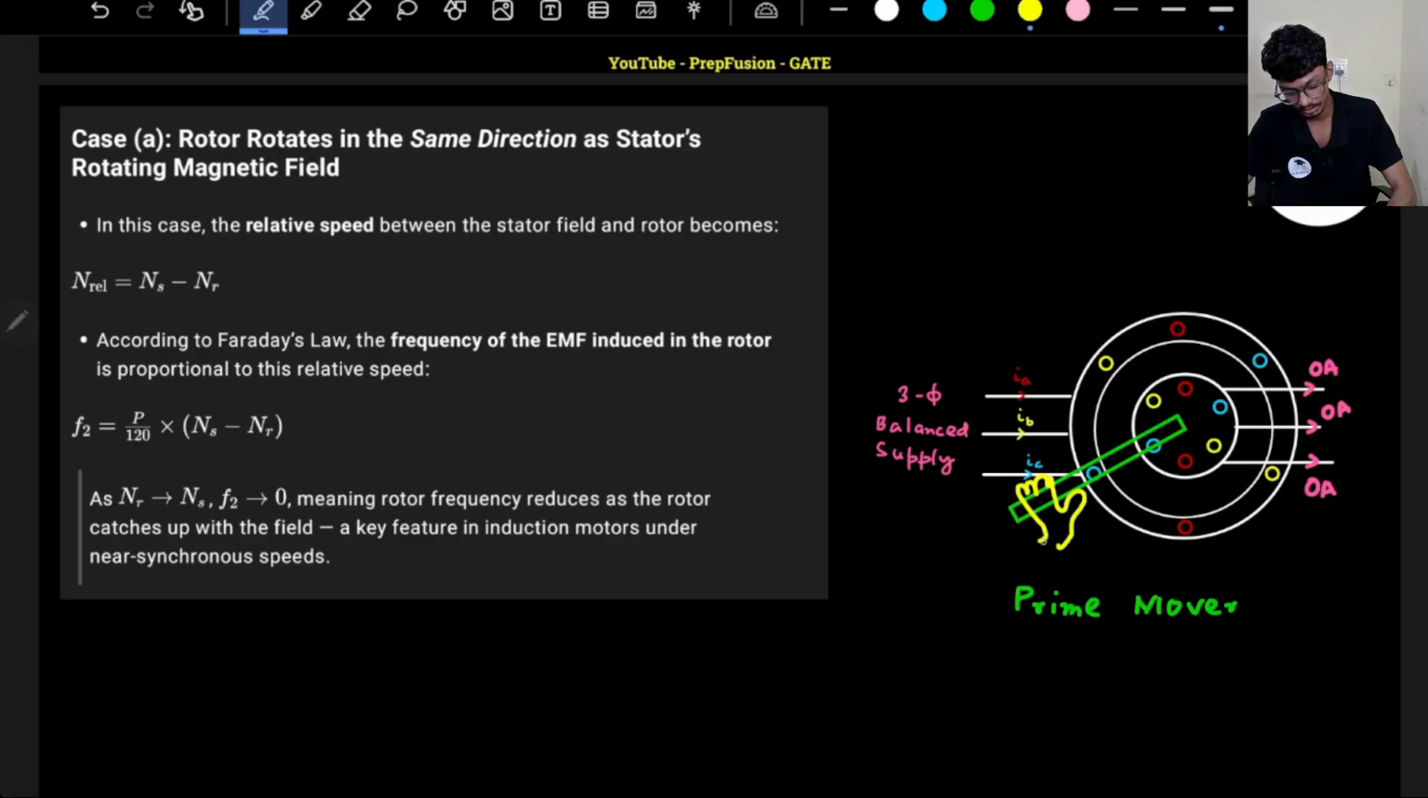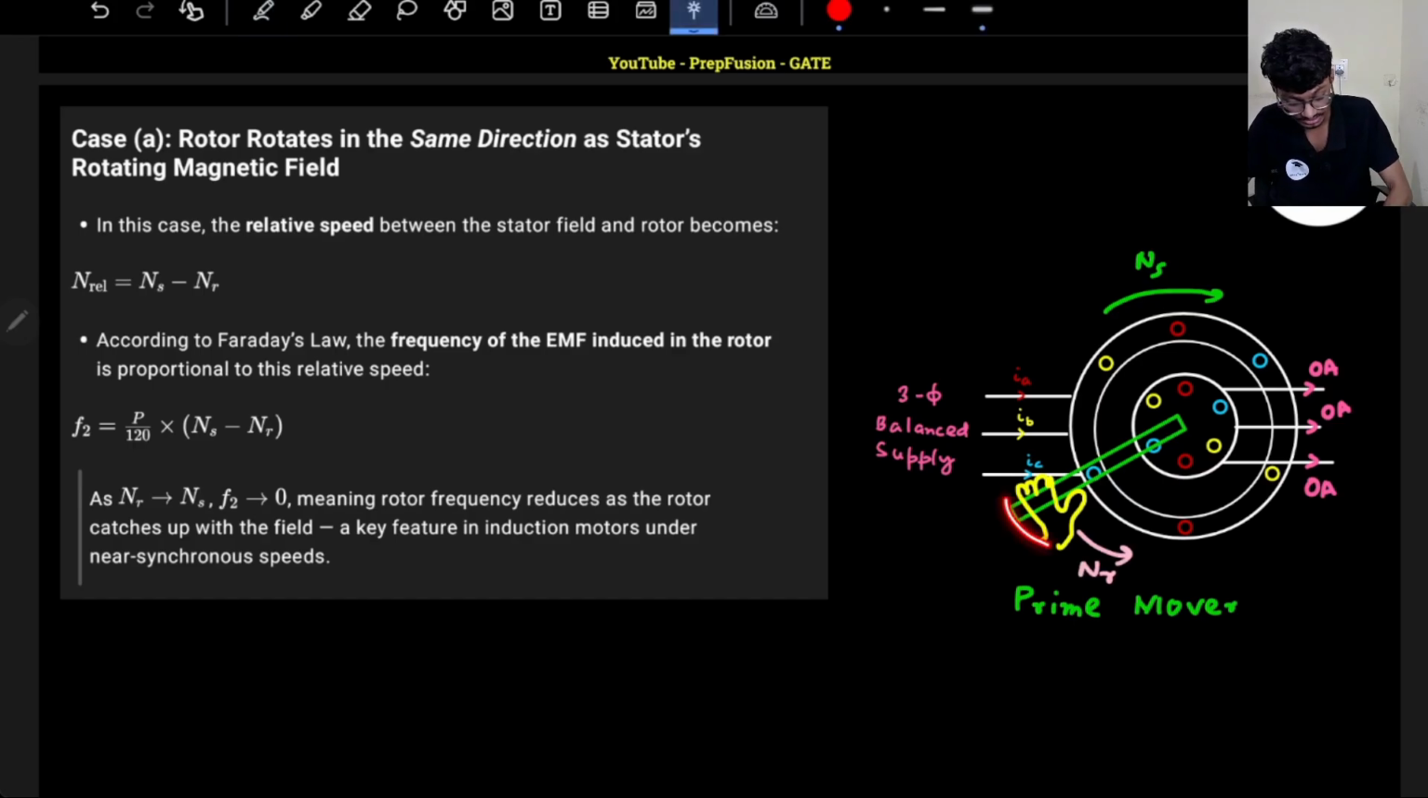Let's say the stator magnetic field is rotating in the clockwise direction with speed ns, but I am moving in the anti-clockwise direction with speed nr, right? Remember, this is what I am doing with my hand, because remember, the rotor windings are open circuited. If rotor windings are open circuited, there will not be any torque generation. There will not be any torque generation at all.